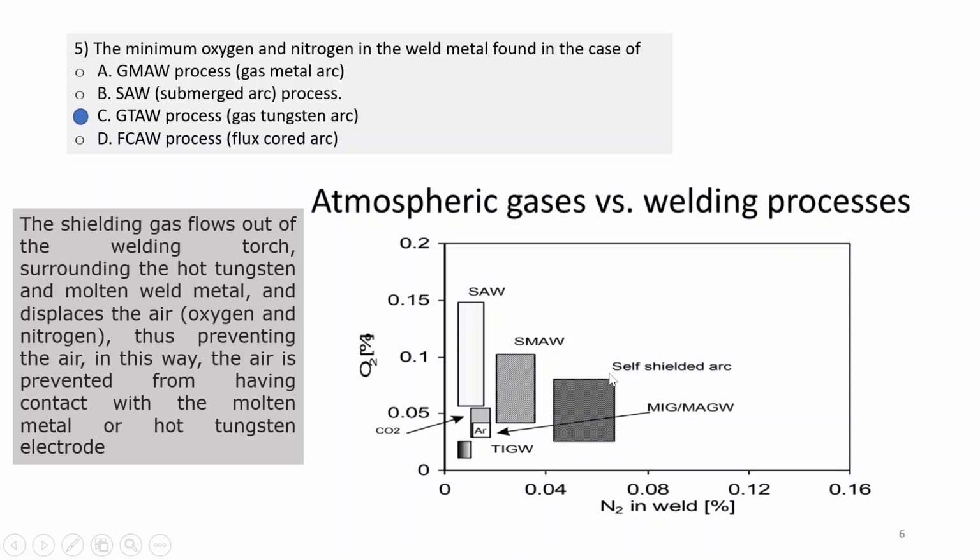Okay, so the shielding gas flows out of the welding torch surrounding the hot tungsten and molten weld metal and displaces the air which contains oxygen and nitrogen. In this way, the air is prevented from having contact with the molten metal or hot tungsten electrode.